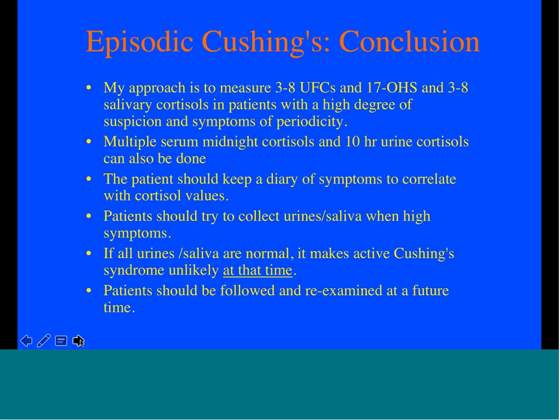My approach is therefore sometimes to measure up to 8 urinary free cortisols and 17-hydroxysteroids, and up to 2 salivary cortisols in patients that are very concerned that have periodic Cushing's syndrome. You can also, again, do the midnight serum cortisol and 10-hour urinary free cortisol. I try to get my patients to keep a diary of symptoms to correlate with cortisol values. If they find out they're high when they have a certain symptom, then they go back and do more tests. And if all the urines or salivary cortisols are normal, it makes active Cushing's unlikely at this time.